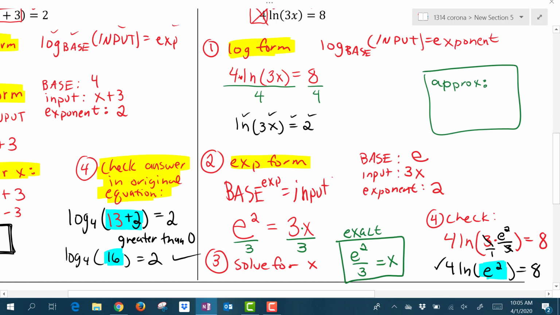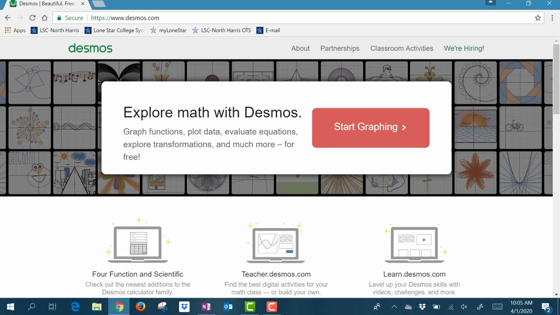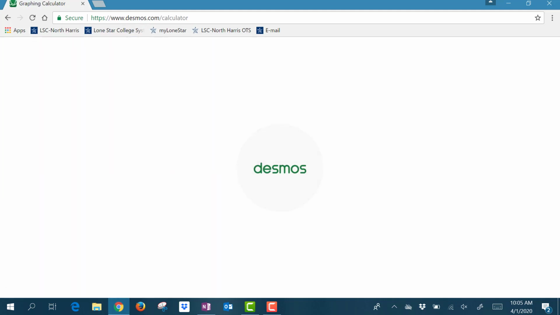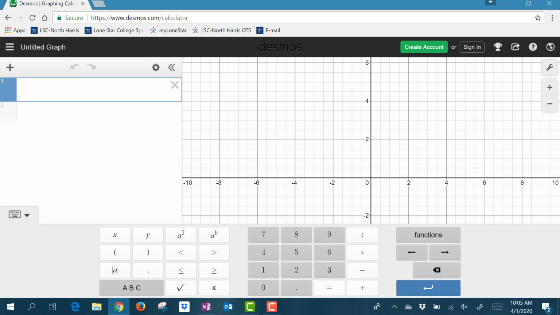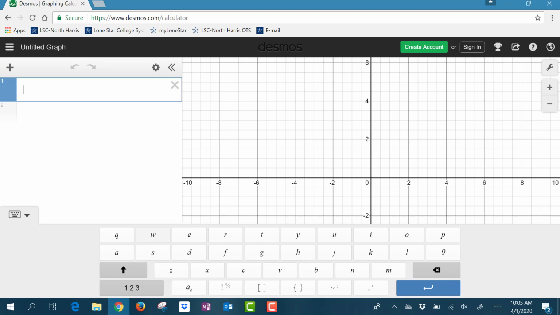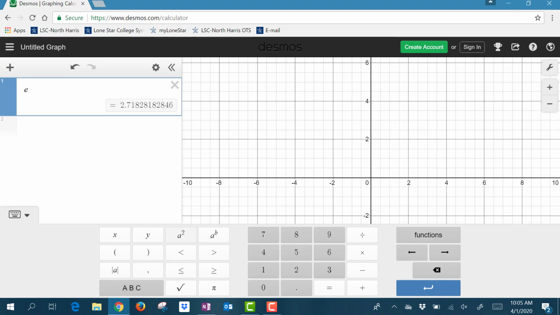I could put this into Desmos. This value is approximately... so I'm going to go to Desmos here, desmos.com. I'm going to click Start Graphing. I'm going to go down to the keyboard here, go to ABC, and look for E, and I'm going to raise this to an exponent. Let's say 2, but I want to raise it to any old exponent. If I hit the A to the B power, that allows me to change the exponent to be whatever I want. Let's put in a 2.